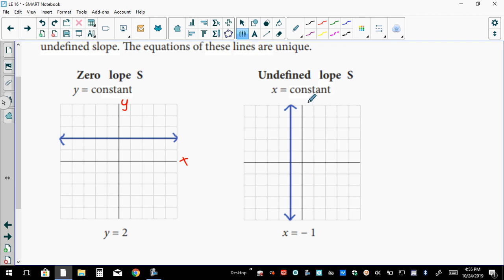Same way with this one. This one is undefined, because you can't divide by 0 ultimately, and it's never going to cross the y-axis. It's parallel with the y-axis, and it crosses at -1. There still is an equation for this line, but it's where x equals -1, which is right there. Okay, two kind of unique type equations that you will see.